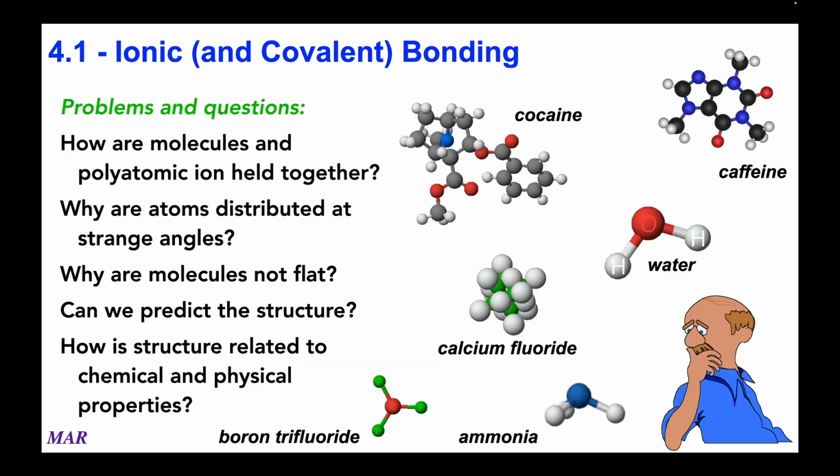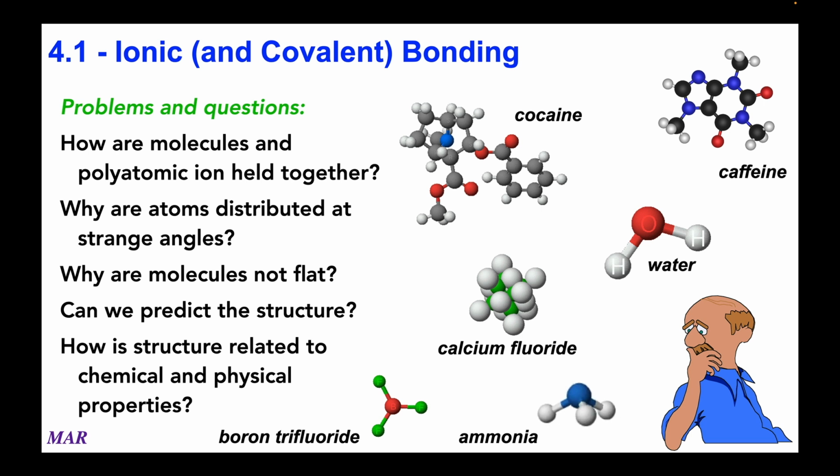When it comes to the type of glue that holds atoms together, there's basically two different kinds called ionic and covalent bonding, and we'll look at both of those. When we look at ionic and covalent bonding, we want to know some things like how are the molecules held together? What is the glue that keeps the atoms stuck to each other? Why are the atoms at all these weird angles? You'd think they'd be just like AB, AB, AB linear, or something like that. But in reality, you see a whole bunch of different varieties. Why aren't they all flat?